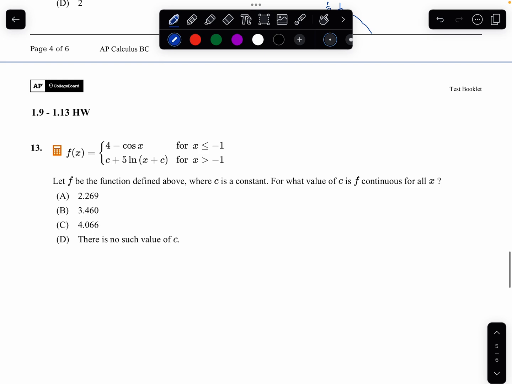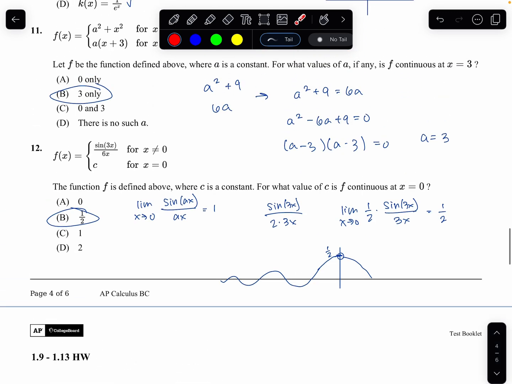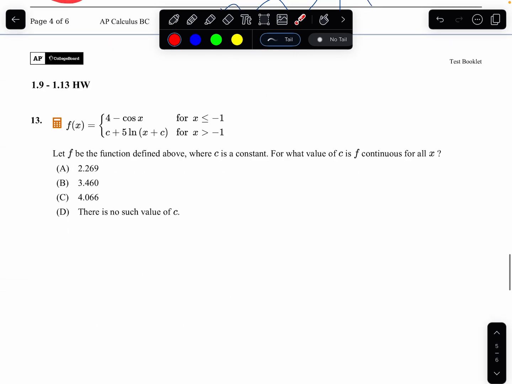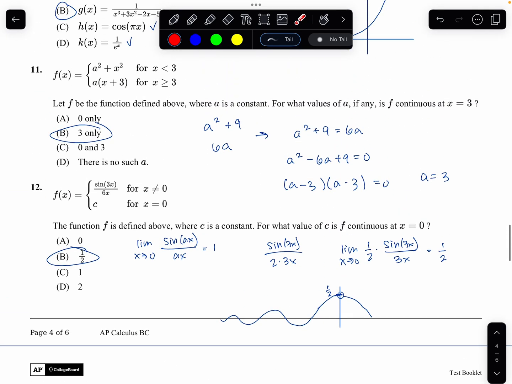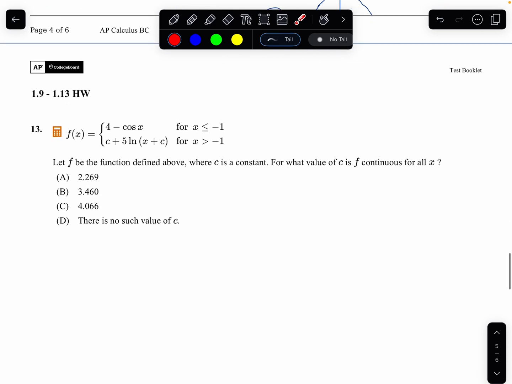All right, and then we have question number 13. It is a calculator question. This is looking like the same type of problem as these ones right here, except you're going to be using a calculator, which is nice because you're basically just going to do this part right here. You're going to set these two equal to each other in a calculator and then find where they intersect. That's what you're doing right here.